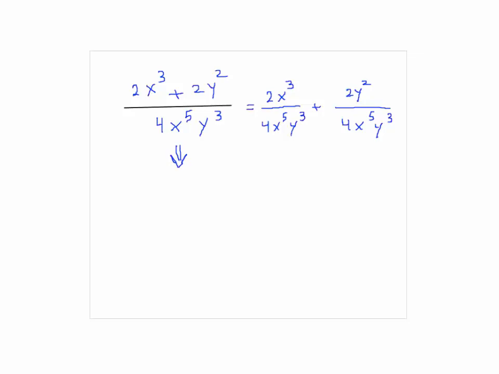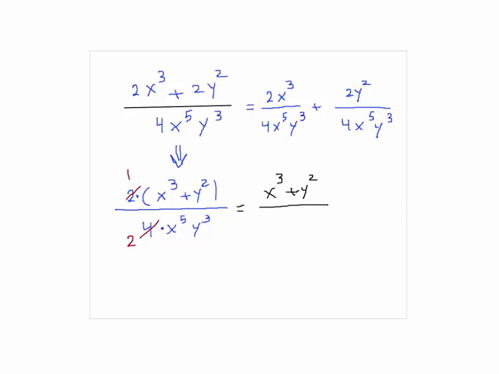So if I divide the first term by 2, you can look at it as factoring the 2 out. Once you factor the 2 out, then you can reduce this 2 and 4, because now everything is multiplying each other. You see that? Now I can reduce this. This becomes 1, this becomes 2. So here we have x to the power of 3 plus y to the power of 2 over 2 x to the power of 5, y to the power of 3.